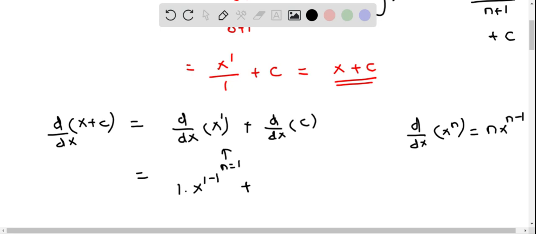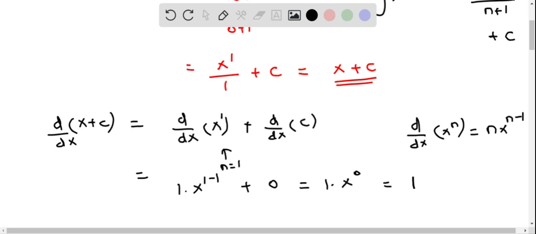And plus differentiation of c, which is basically a constant. So differentiation of a constant is equal to 0. So this gives 1 times x power 1 minus 1. This is x power 0 plus 0. We can ignore that. So it's basically equal to x power 0, which equals 1. So 1 dot 1 is 1.